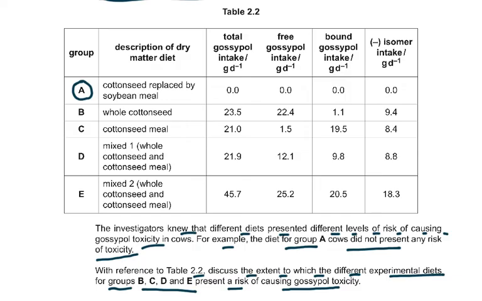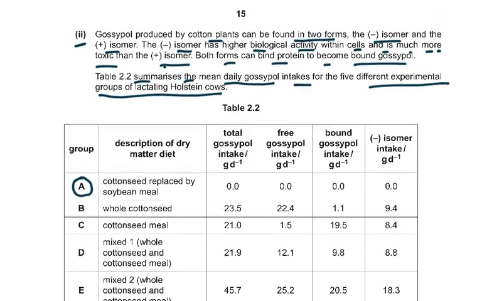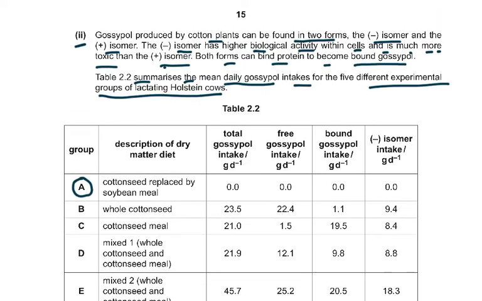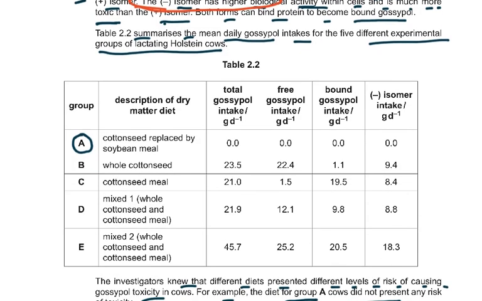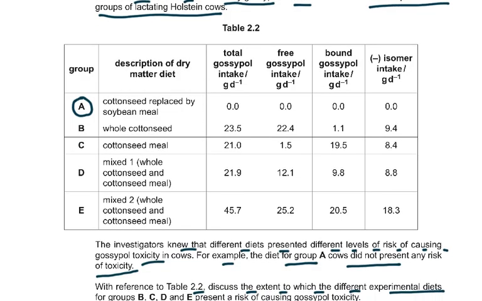Now let's look at the table very carefully. Description of the dry matter diet, total Gossypol intake, free Gossypol, bound Gossypol, and negative isomer. Now, what did we learn? Which one was the bad one? The negative isomer has higher biological activity in cells and is much more toxic. So the negative isomer was the bad guy, just like negative people are bad people in your life. If you have any, please stay away. So negative isomers were the one which was toxic.